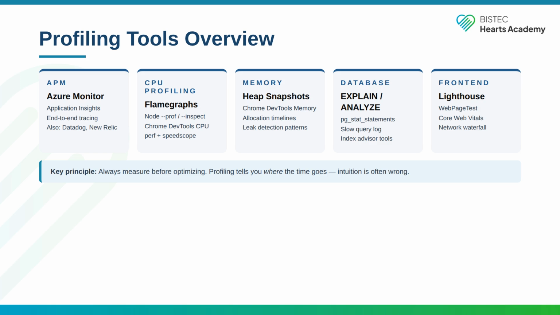The key principle here is critical. Always measure before optimizing. Your intuition about where the bottleneck is, it's wrong more often than it's right. Let the profiler tell you where the time goes.